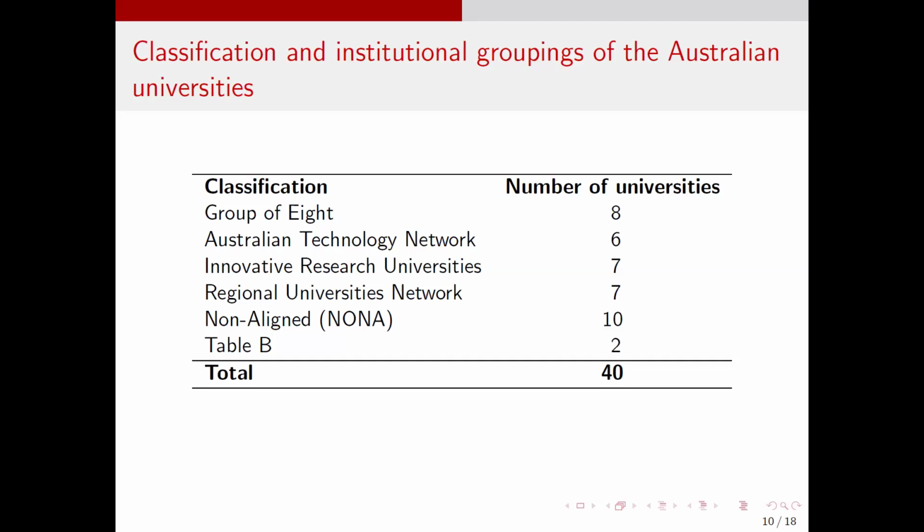Regional is sort of self-explanatory. They tend to be out in the regions. And most of Australia is actually regional, even though most of the population is in the cities. And then there's 10 who aren't in any of these little groupings. And then there's Table B universities. They're the 2 lower funded, lesser funded universities.